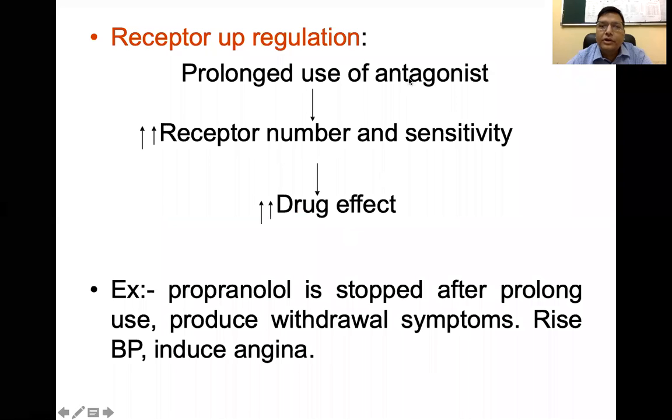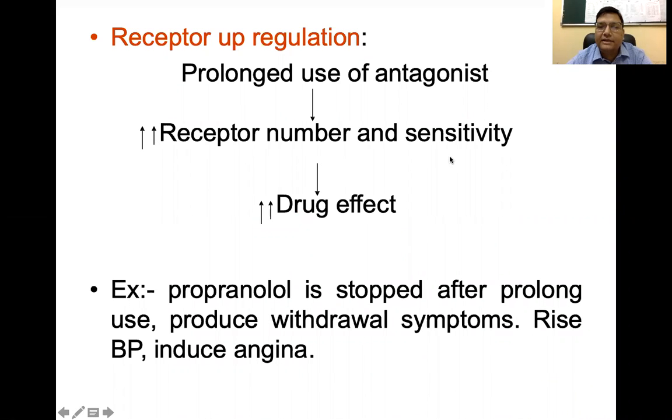Similarly, prolonged use of any antagonist will lead to an increased number and sensitivity of the receptors, and the drug effect will increase. For example, if a person is taking propranolol for a longer duration, when propranolol is stopped, there will be withdrawal symptoms. Propranolol decreases the blood pressure, so withdrawal will lead to a very rapid increase in blood pressure or induce angina.